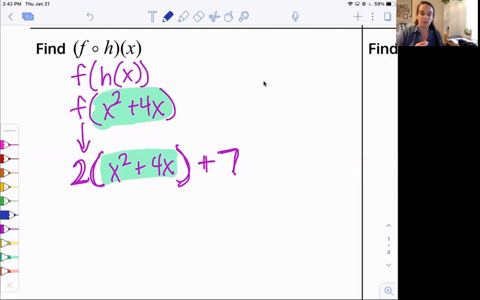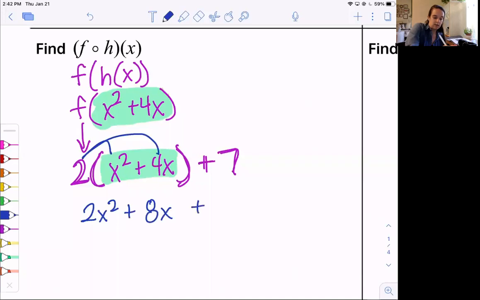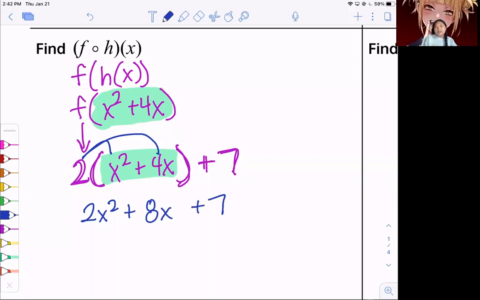Anybody want to help me with distributing? Go for it, Zephyr. When distributed, it's going to be 2x squared plus 8x plus 7. Perfect. Do I have to combine anything, or is that my answer, Zephyr? I combined the 2x squared and 8x, but I think that's wrong because there's an exponent on the x.